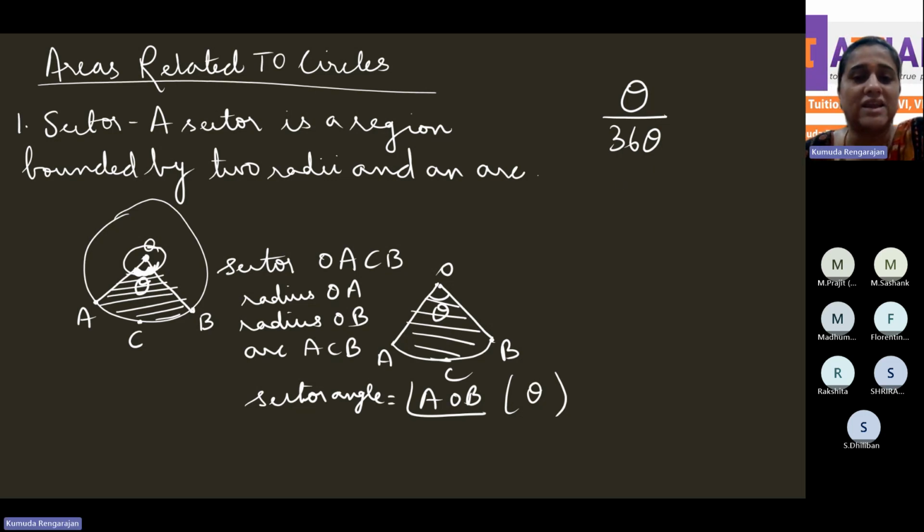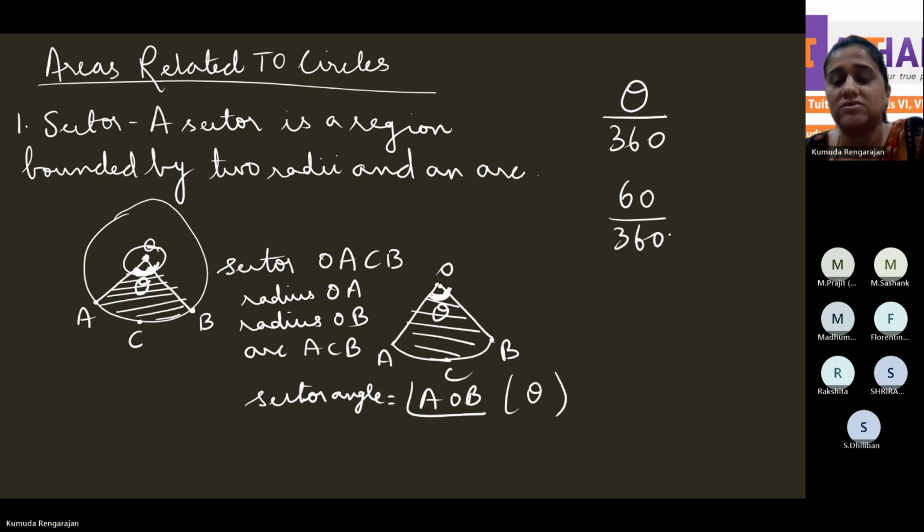So supposing the sector angle is, say, 60 degrees. We'll just assume that the sector angle is 60 degrees. So 60 by 360. And what is 60 by 360? 1 by 6. So if the sector angle is 60 degrees, that means the sector occupies 1/6 of the area of the circle.